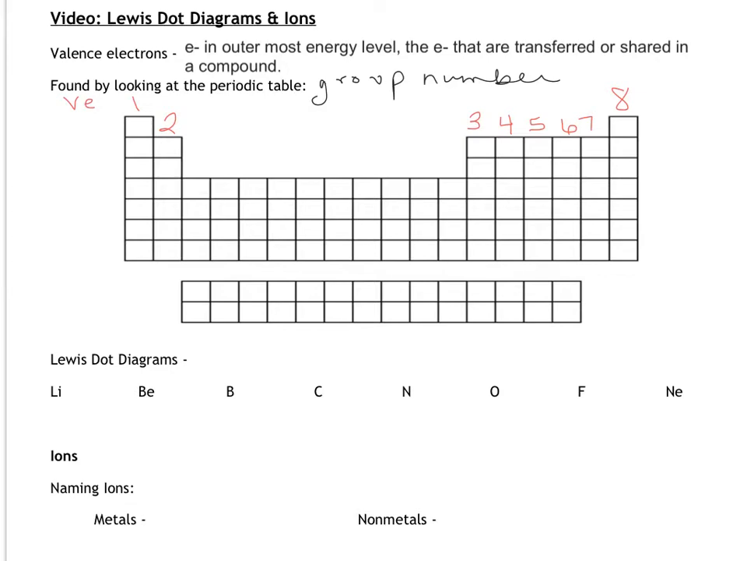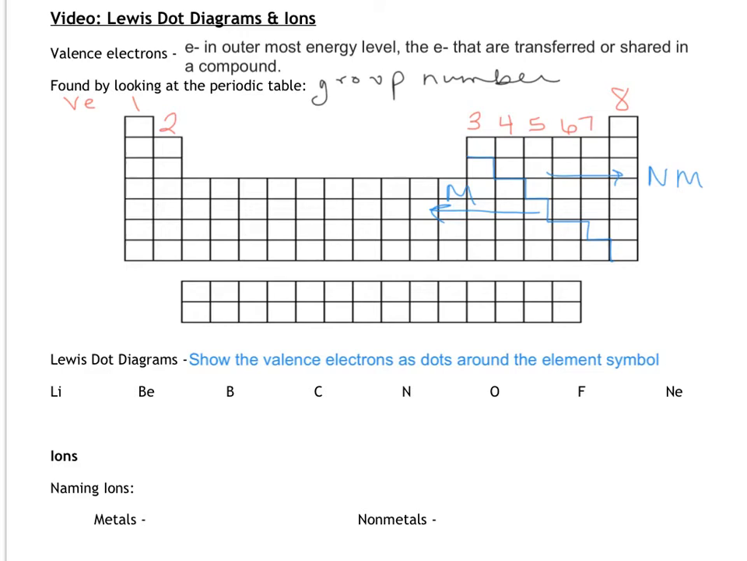Okay. Remember, we have our dividing staircase line between our metals and our nonmetals. And anything to the right of that line is considered nonmetals, and anything to the left of that line is considered metals.